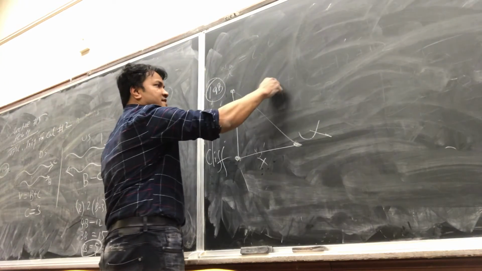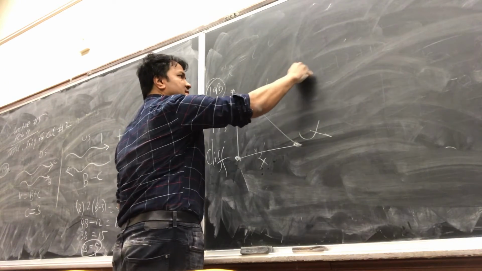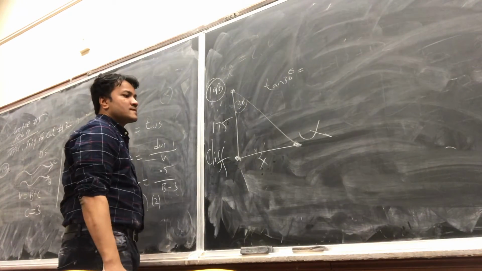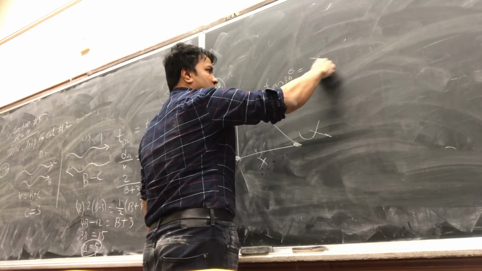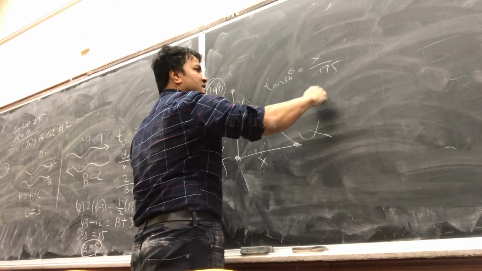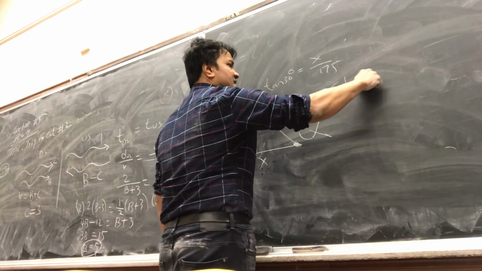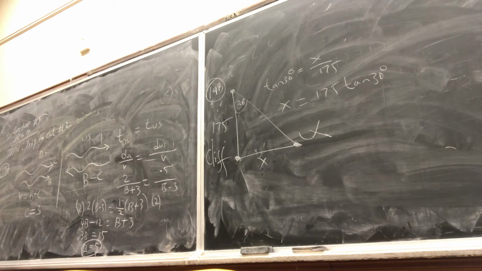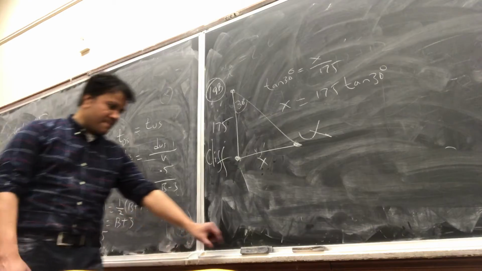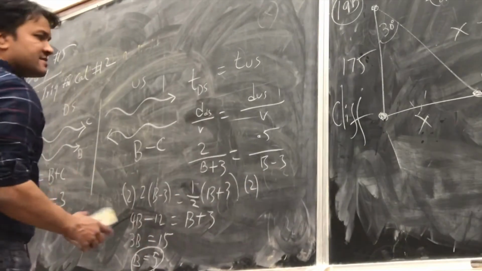All right, so tangent 30 degrees is opposite over adjacent: x over 175. So x is 175 tangent 30. That's the answer. We don't want to simplify that. If you leave it like that, that's fine.